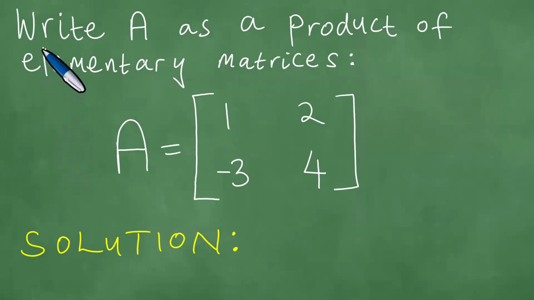In this lesson, we shall write A as a product of elementary matrices. Given A equals the matrix with the first row 1 and 2, the second row minus 3 and 4, we present a solution to this particular problem in a step-by-step fashion as follows. We have exactly the following steps that we follow to be able to write A as a product of elementary matrices, and we proceed as follows.